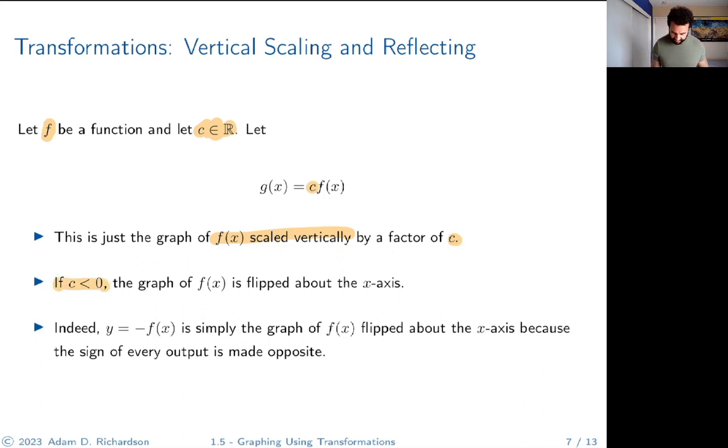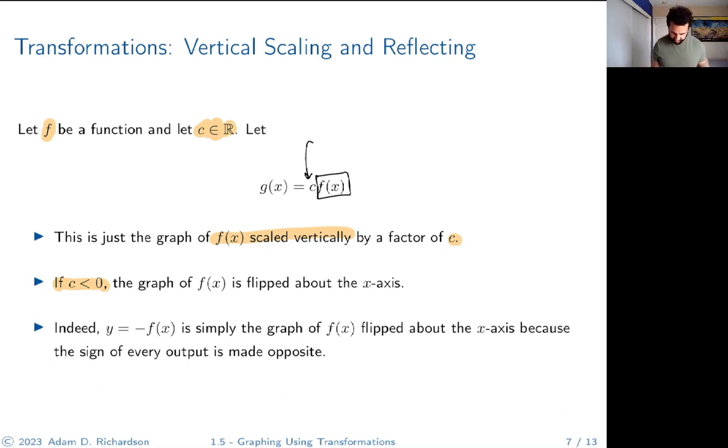Another note, if c is negative, then that takes the entire graph of f of x and flips it about the x-axis. And that makes sense if you think about it, right? Because if I've got my function f and I've got my outputs f of x here, well, those outputs appear somewhere on the y-axis. But then if I take that output and I multiply it by a negative number, it's going to take it and flip it. It's going to make it the opposite of what it was. So if I were up here, I would now end up down here below the x-axis and vice versa, right? So if I was down here and I multiply by -1, I'll flip up instead. So negative values of c correspond to a flip around the x-axis.